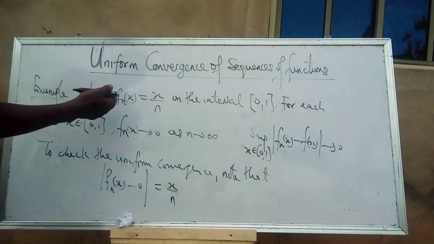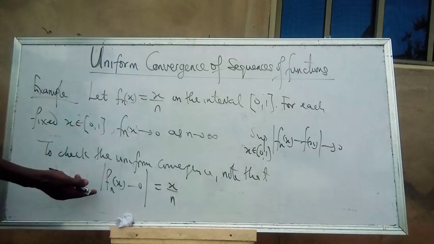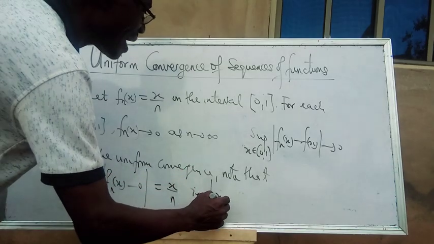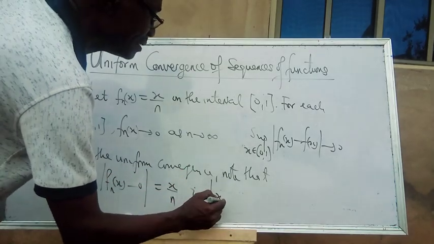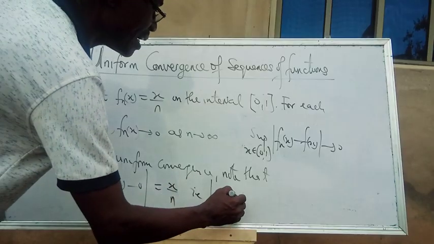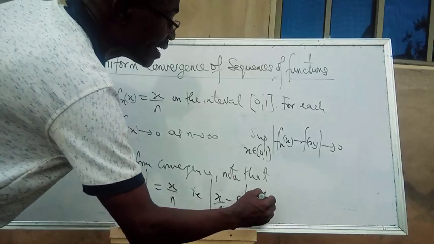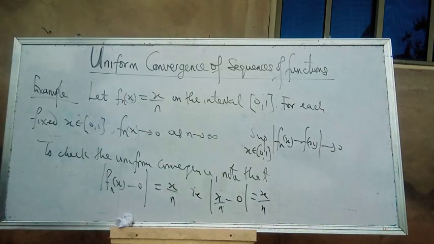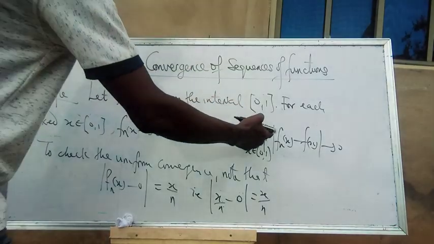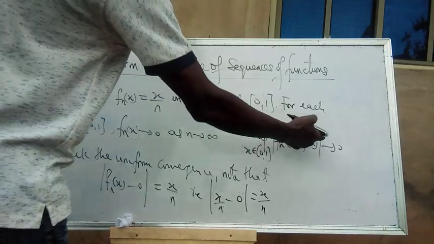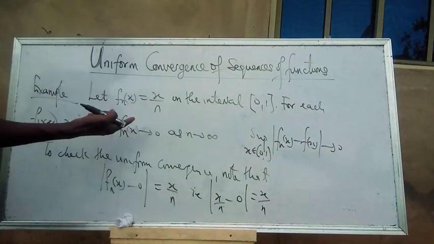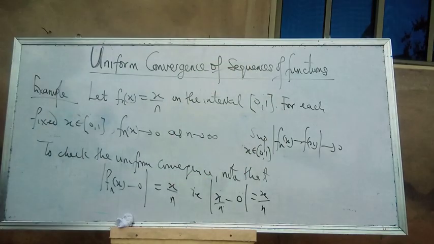And we have given fn of x to be x all over n. That is, I'm saying that the absolute value of x over n, minus 0 will equally be x over n. Are you bothered that I got my 0? You shouldn't be. Because I said in the definition that the absolute value difference between fn of x and f of x must tend to 0, which invariably means our f of x is 0. That is what it means.